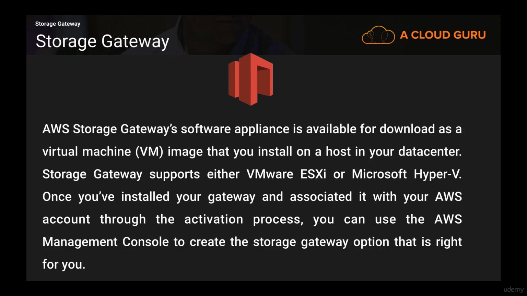The Storage Gateway software appliance is available for download as a virtual machine image, and you basically install it on a host in your data center. It's supported by VMware's ESXi or Microsoft's Hyper-V. And then once you've installed the gateway and associated it with your AWS account through the activation process, you can use the AWS Management Console to create the storage gateway option that's right for you.